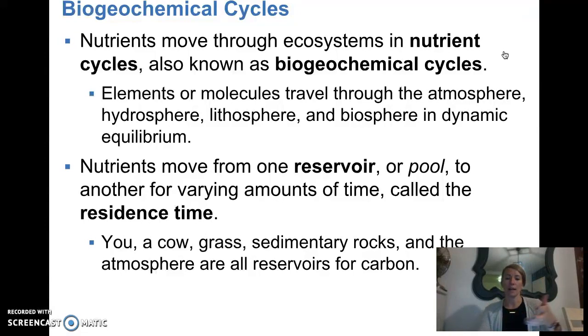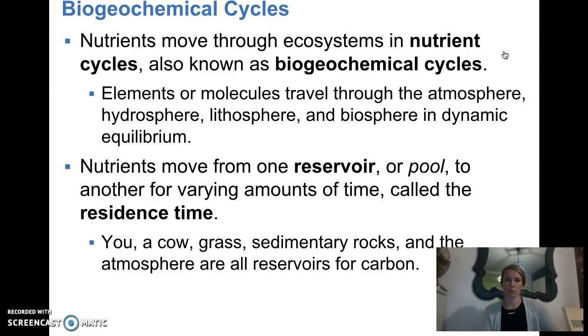And so the elements or molecules of the nutrients are traveling through the atmosphere, so the air, the hydrosphere, through the water, through the lithosphere, which is the mantle, the upper mantle, and the crust, so they could be in the ground, and the biosphere, so in our living things, in dynamic equilibrium. Remember that dynamic equilibrium is where we are at a steady state, but that steady state can go up a little bit and down a little bit. So it's moving, things are going back and forth, but we're staying at a steady state.